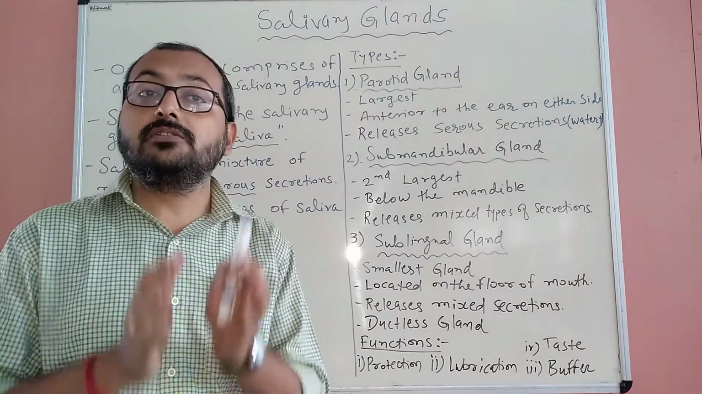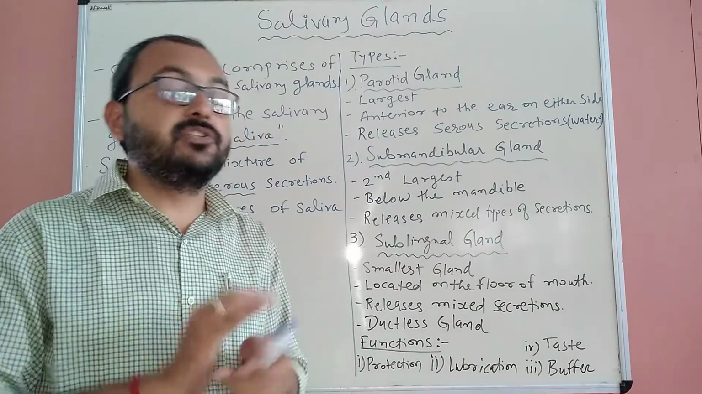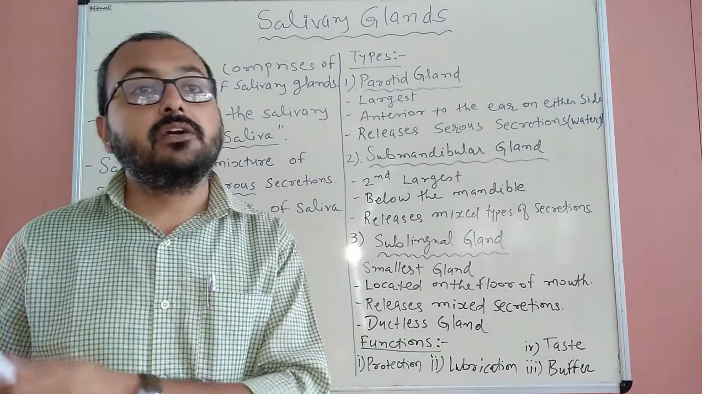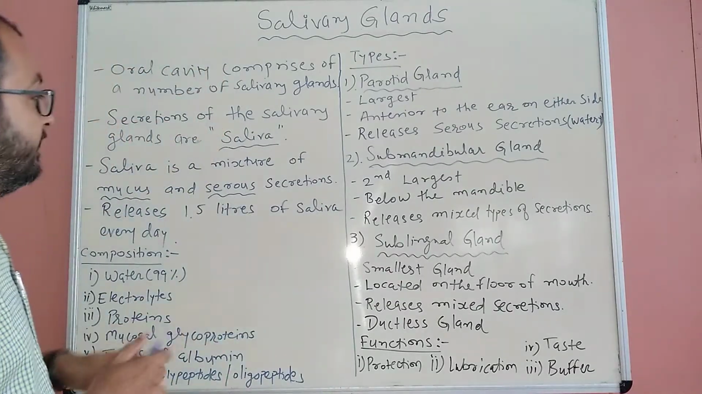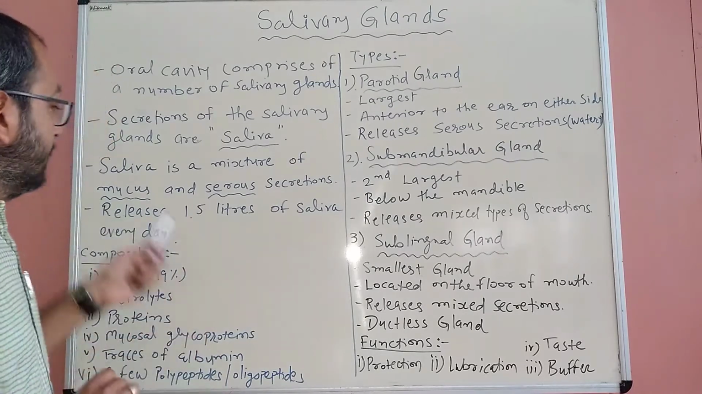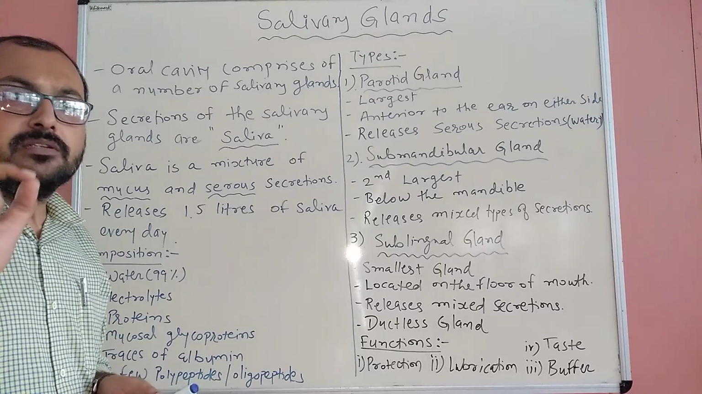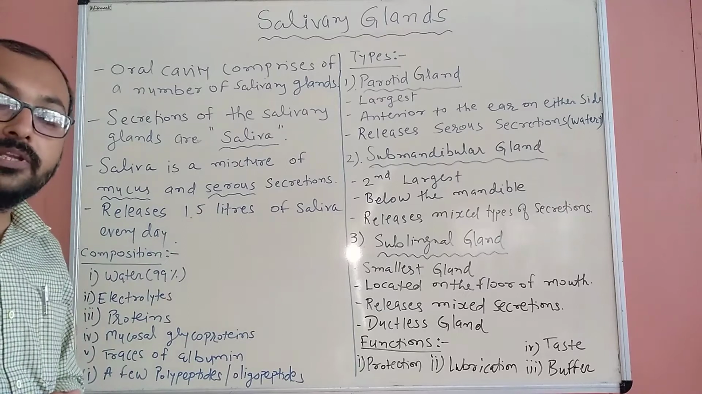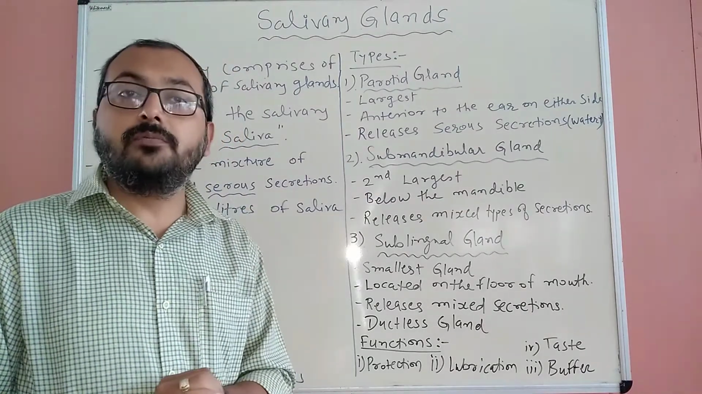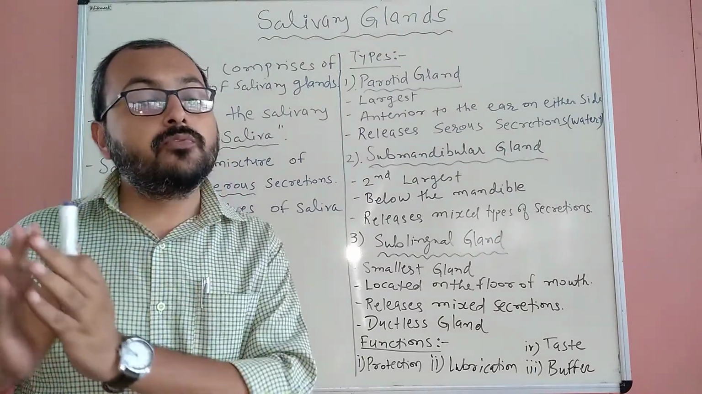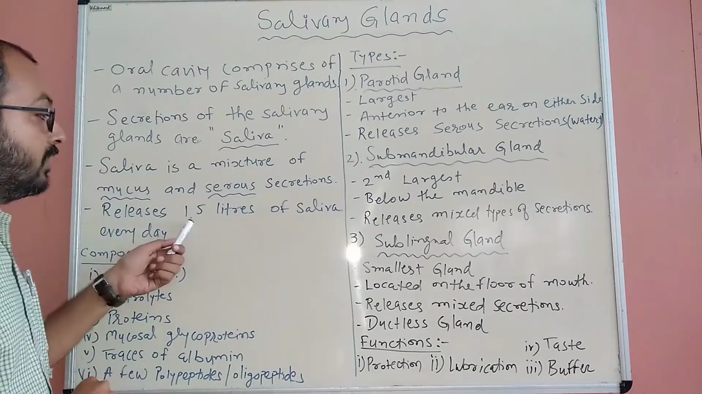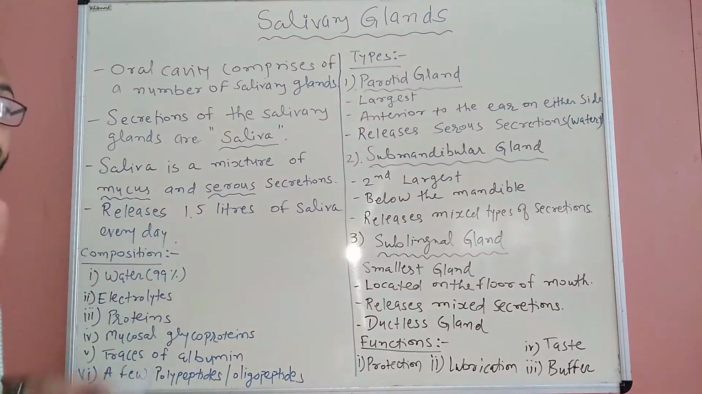Those secretions can be divided into two according to their characteristics. It could be a watery fluid, or it could be slightly thicker than water. So we divide them into two secretions: one is mucus secretion and the second is serous secretion. Mucus is slightly thicker as compared to the watery serous secretions. In normal individuals, about 1 to 1.5 liters of saliva is released during 24 hours. So remember the amount: 1.5 liters of saliva is released every day.